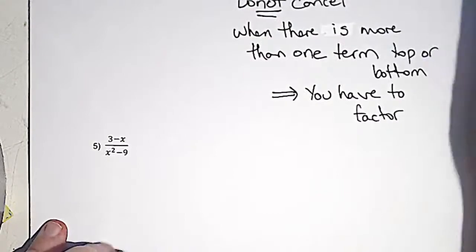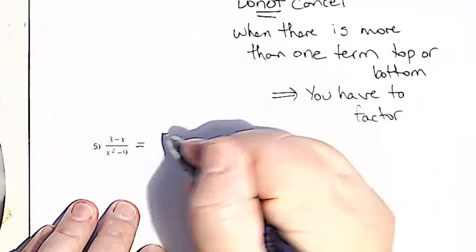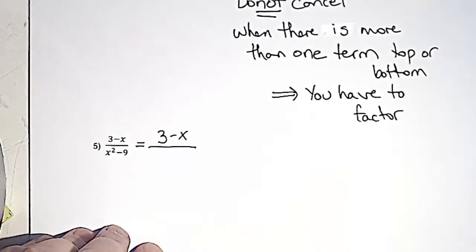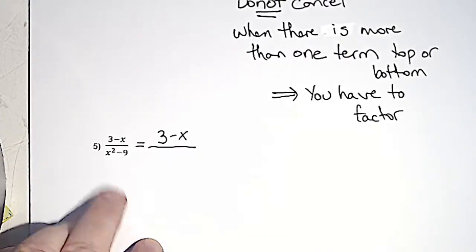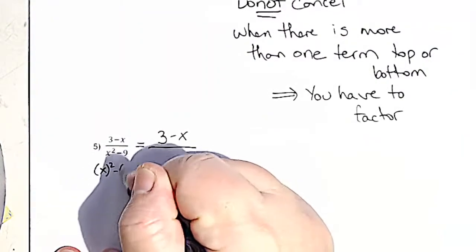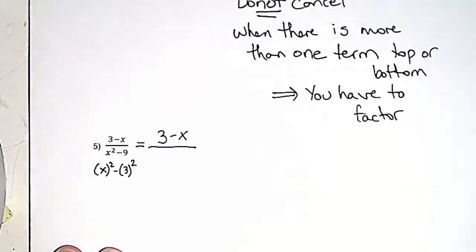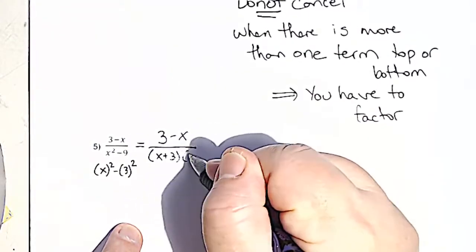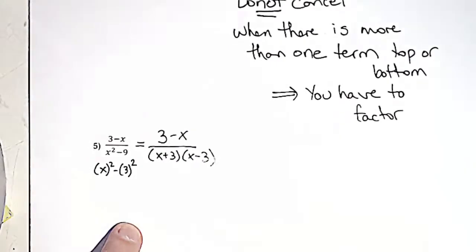The next one is a little tricky. I gotta warn you. Up on top, we've got 3 minus x. Down in the bottom, in the denominator, I have x squared minus 9. Do you notice that this is x squared minus 3 squared? It's a difference of 2 squares. So we've got x plus 3 and x minus 3.